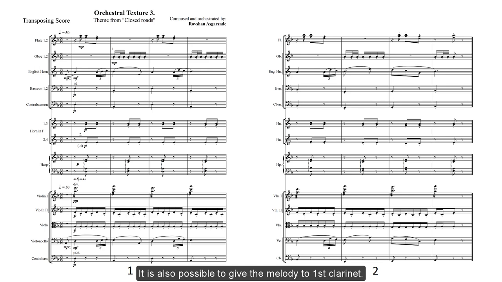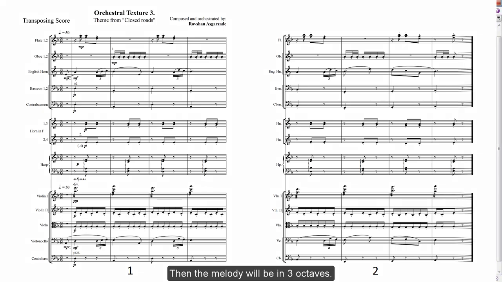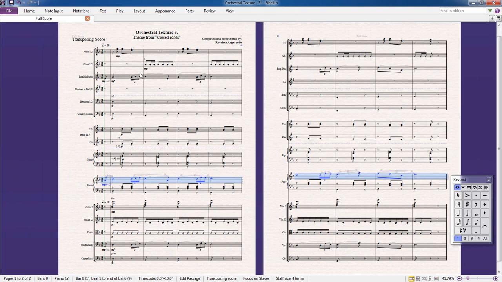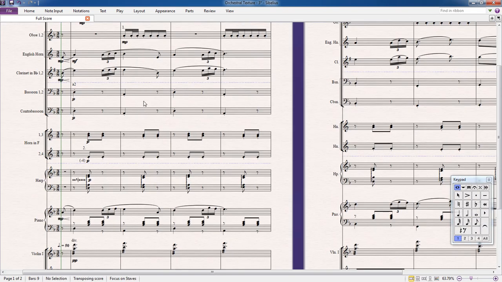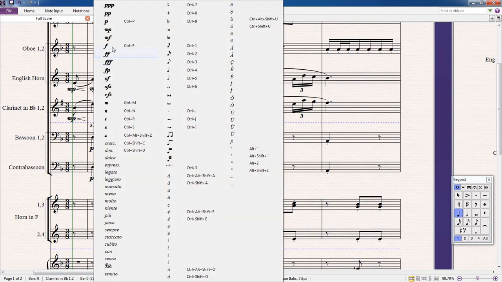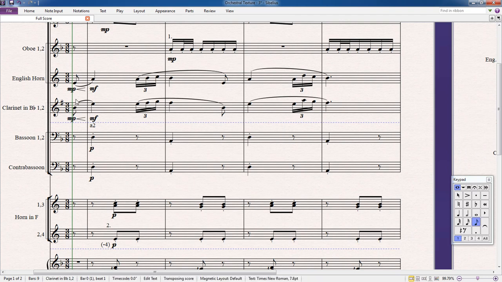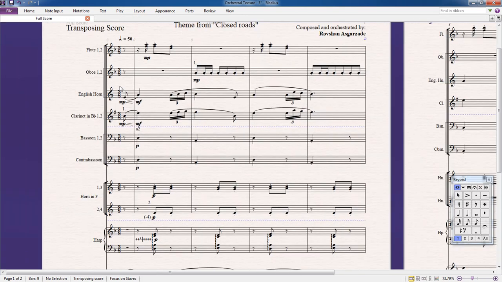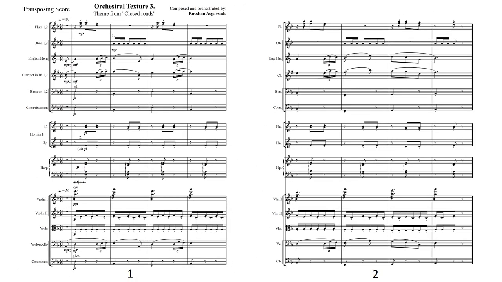It is also possible to give the melody to first clarinet. Then the melody will be in three octaves. So our third orchestral texture is completed. Thank you for watching. See you soon.